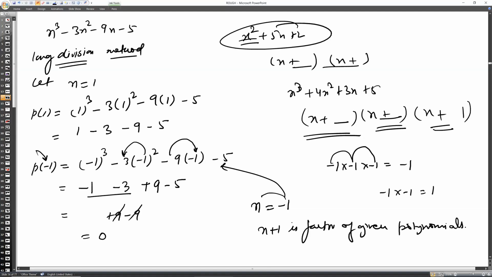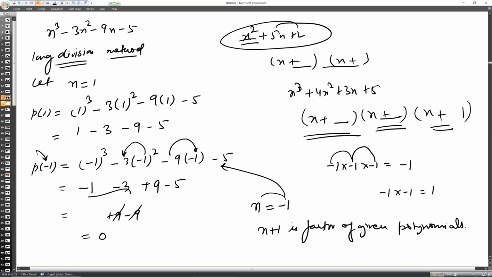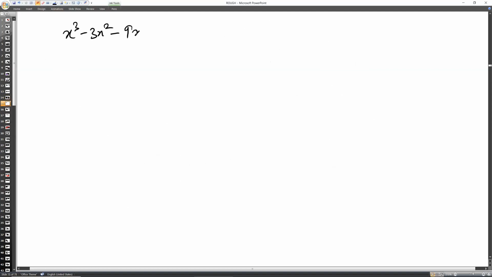Now, what we are going to do here: we have x cube minus 3x square minus 9x minus 5. Now you need to understand one thing: whenever we divide a cubic polynomial by a polynomial of degree 1, for example, if I have x cube and I divide it with x, you will get maximum degree x square.